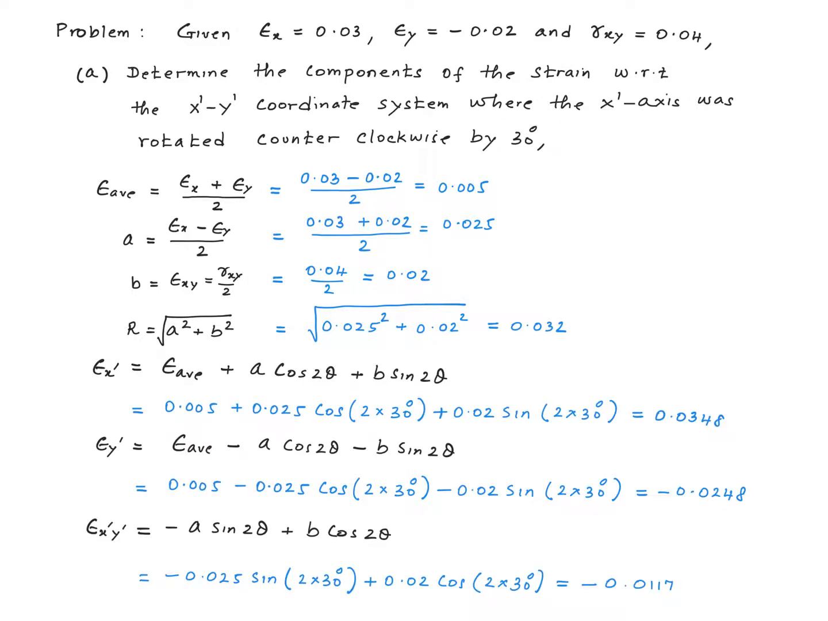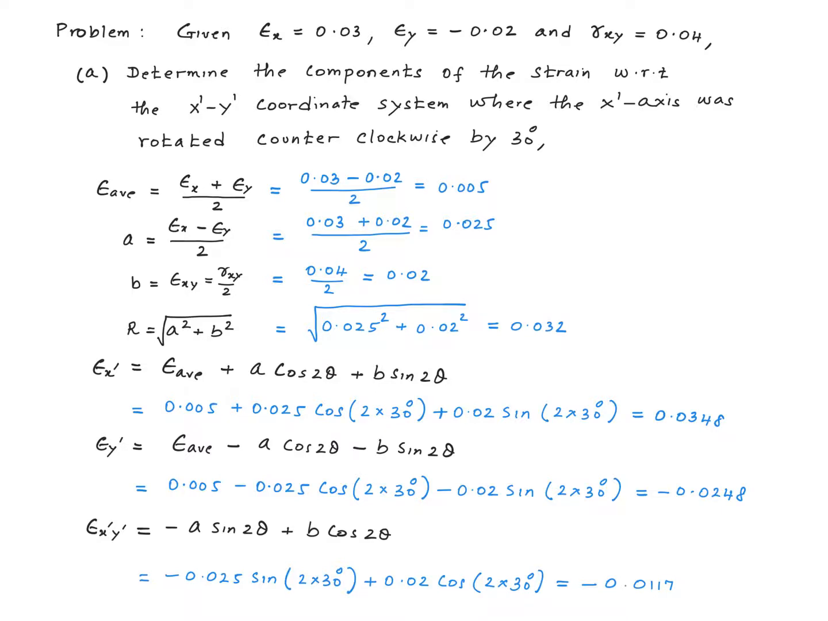Theta is 30 degrees counterclockwise, and the coordinate transformation equations were derived for an angle in the counterclockwise direction. And therefore, theta to be used in this equation is plus 30 degrees. So just keep in mind that if the angle given was defined in the clockwise direction, then you should use a minus value of that.